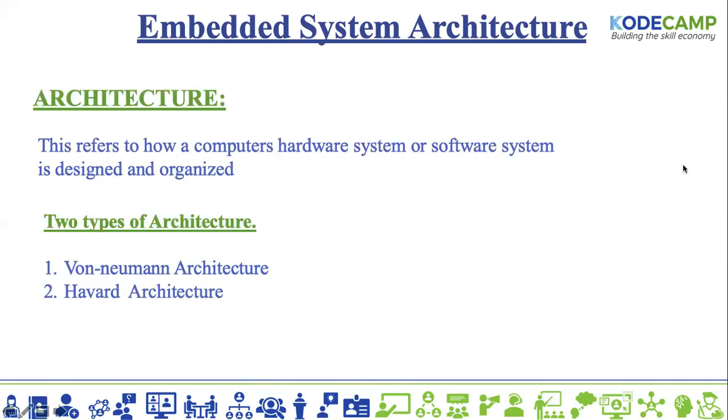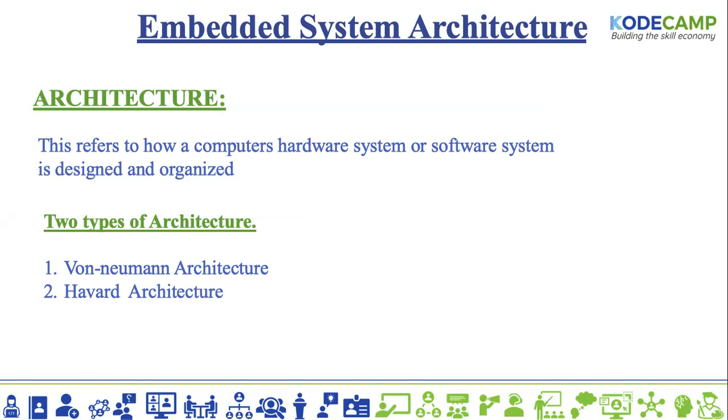So talking about architecture, what really is architecture? Architecture is basically how computer hardware or software is designed and organized. Now there are basically two types of architecture, and one of them was used a long time ago and right now is not really in existence. The first one is the von Neumann architecture, which was designed by John von Neumann, and the next one is the Harvard architecture.